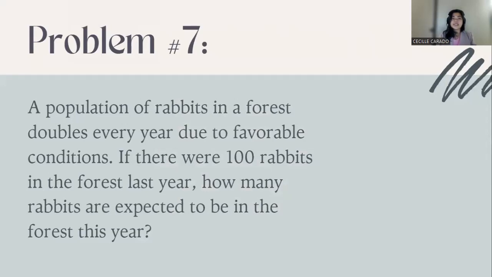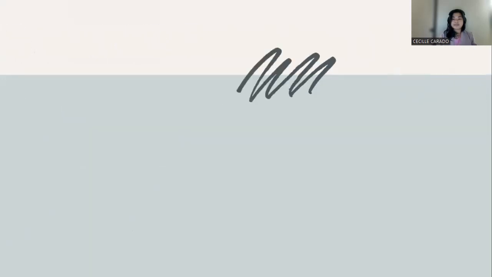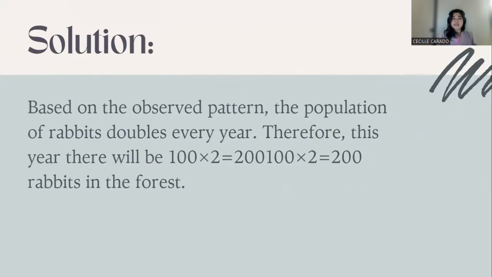Problem number 7: a population of rabbits in a forest doubles every year due to favorable conditions. If there were 100 rabbits in the forest last year, how many rabbits are expected to be in the forest this year? Based on the observed pattern, the population of rabbits doubles every year. Therefore, this year there will be 100 times 2, which equals 200.